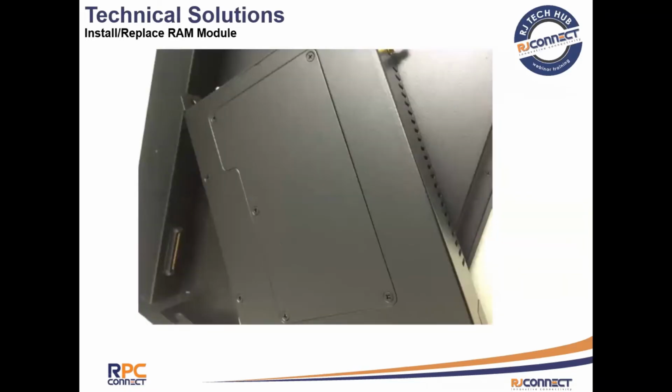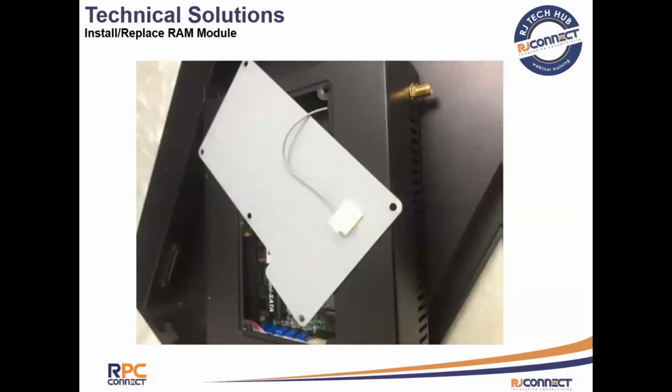Okay, let's have a look at how to install or replace RAM on the RPC System Box module. To do that, you need to flip the System Box module around to see the cover plate. Once you see the cover plate, you need to remove 5 screws that are securing the cover plate, as indicated on the slides. You can use a screwdriver in this case.